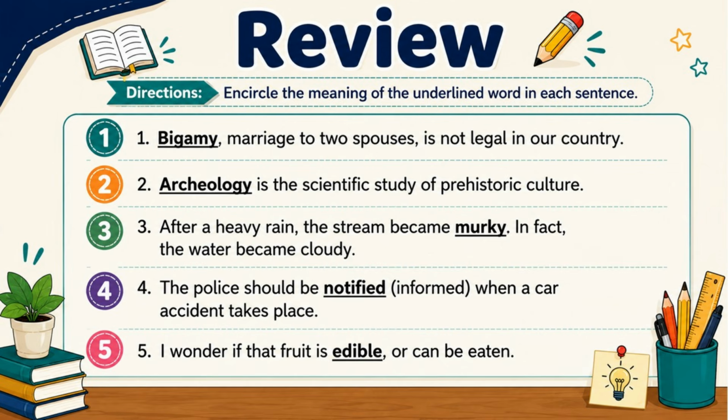Let us now have a review. Directions: circle the meaning of the underlined word in each sentence. Number 1. Bigamy, marriage to two spouses, is not legal in our country. Number 2. Archaeology is the scientific study of prehistoric culture.